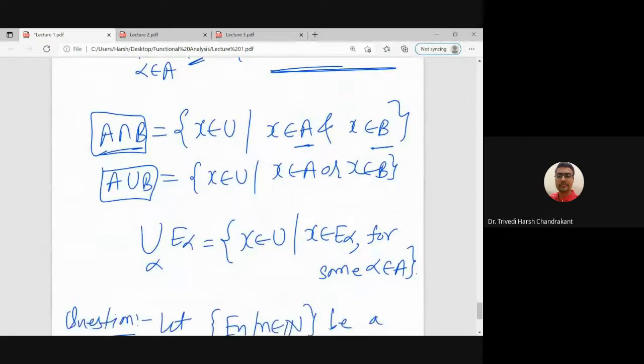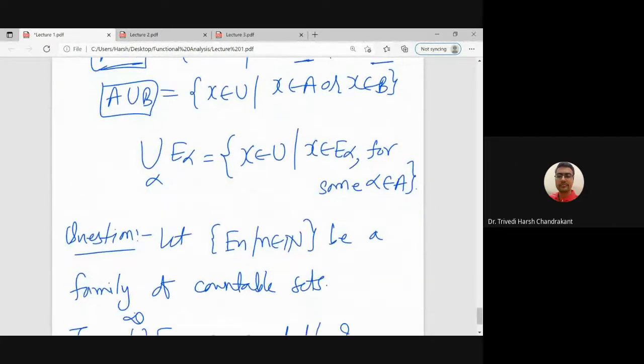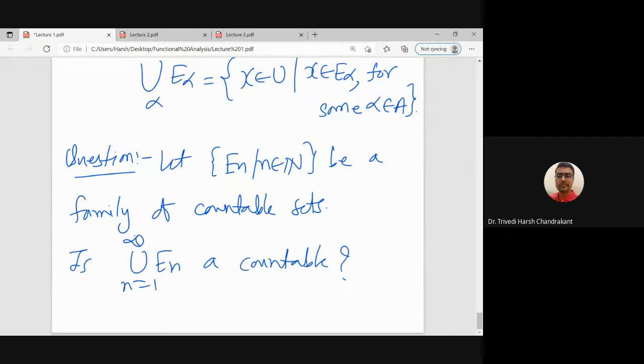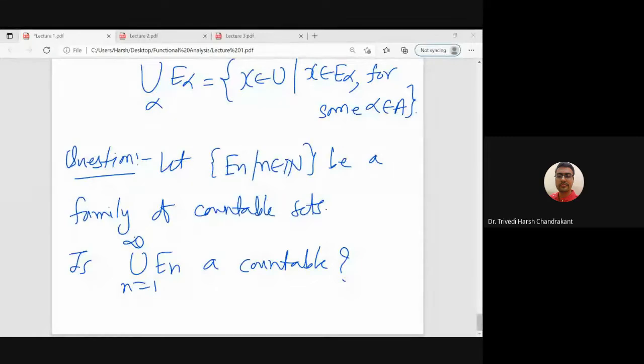So then we defined arbitrary union of sets, intersection of sets, and then this last example. So did you try this example? If we have a countable collection of countable sets, then its union is countable. So is it true? Yes, sir, it will be true. Yes. So what is the proof? What is the idea of the proof?